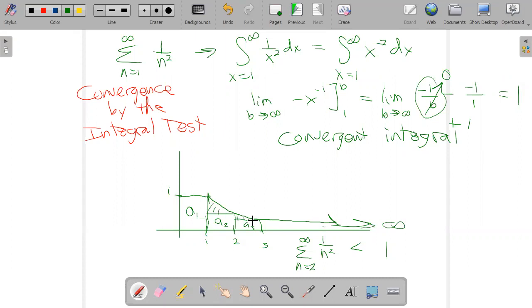Now, I know the first term of my sequence is 1. So if I just add a 1 to both sides, then I know the original sum I was looking at, n equals 1 to infinity, has to be less than 2. Okay, well, that's kind of cool. I'm narrowing down what its value can be. It's some number less than 2. Can we do better than that? And the answer is yeah. It turns out we can narrow it down even better than that. So we'll look at that next.